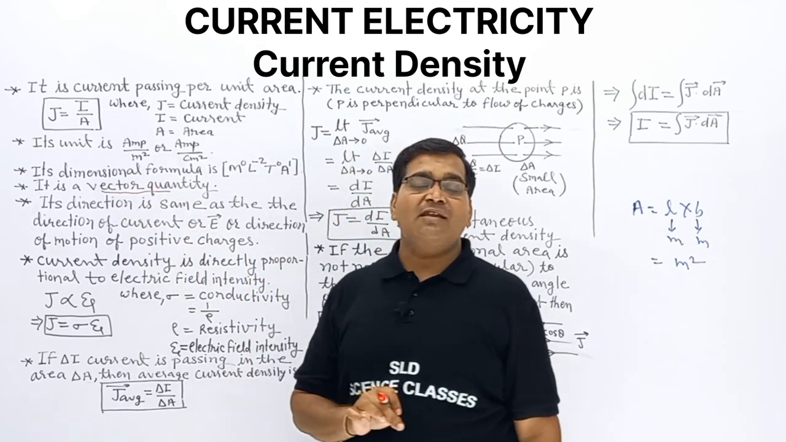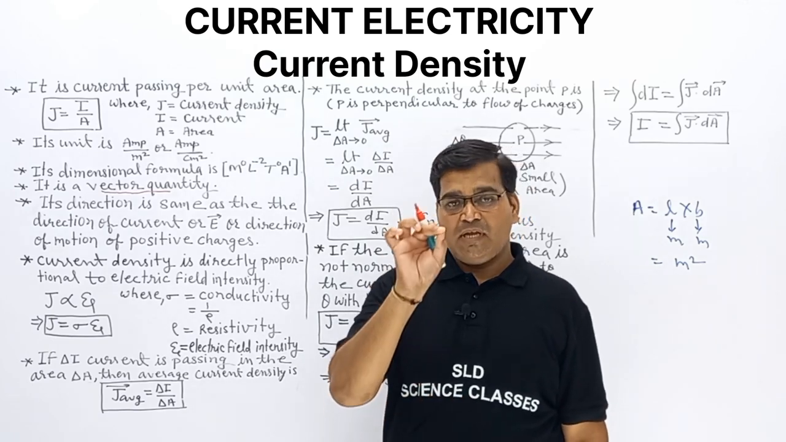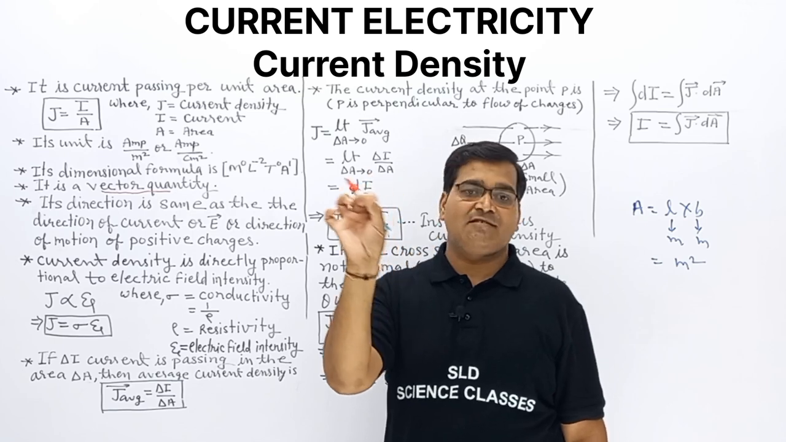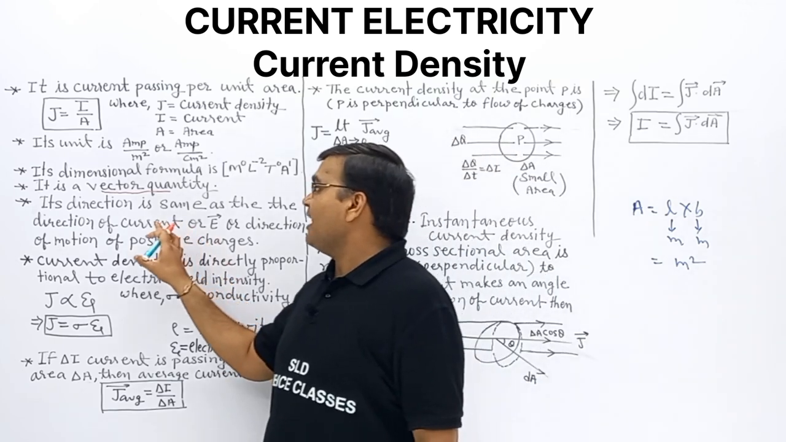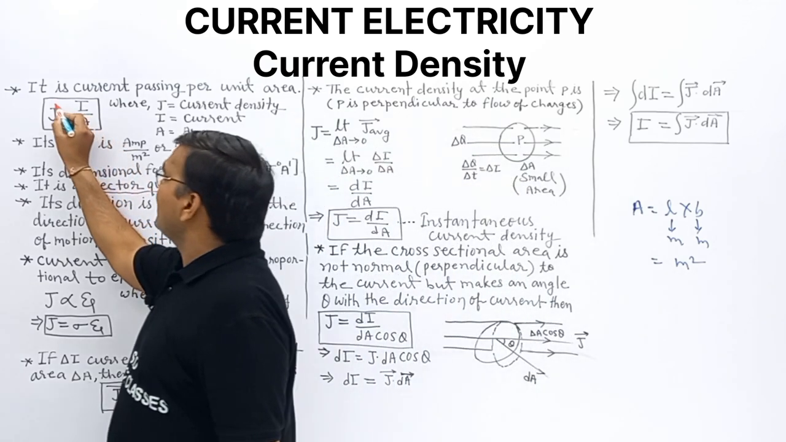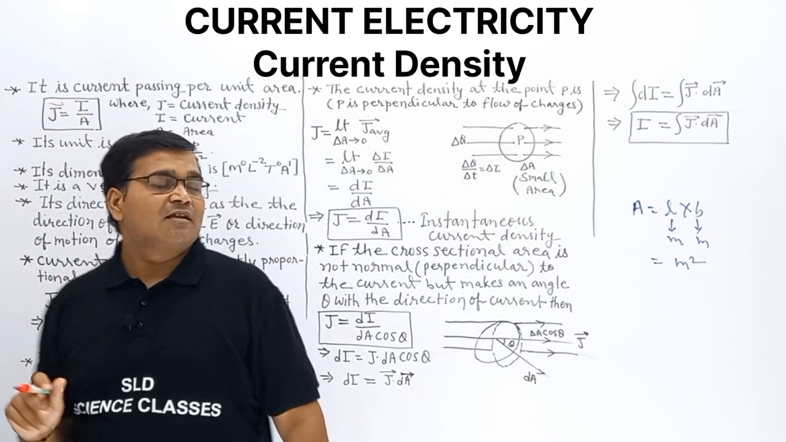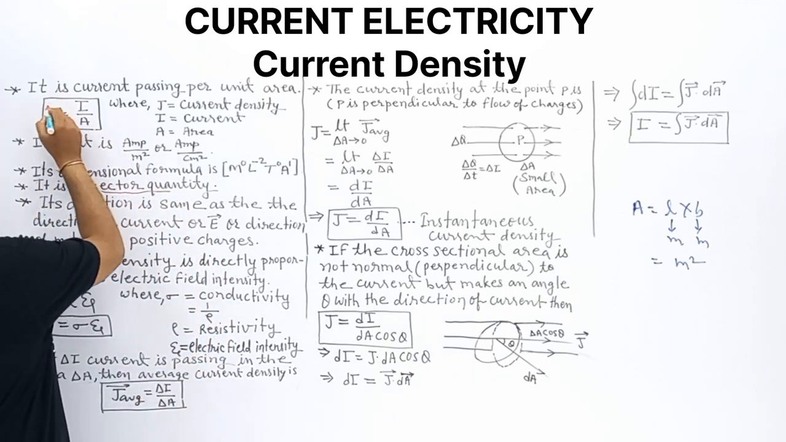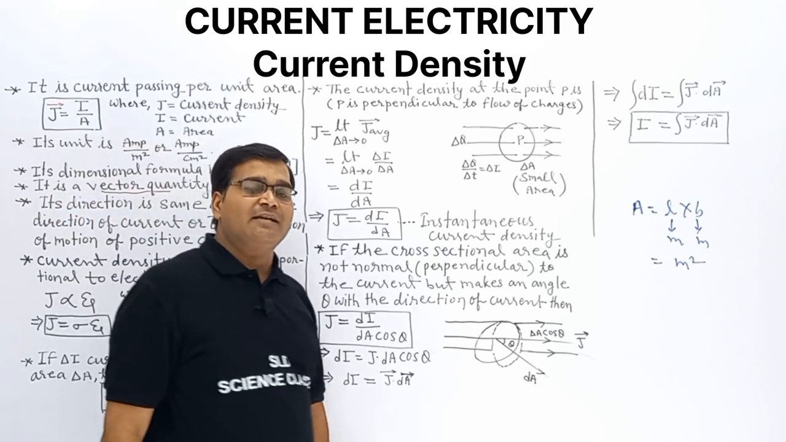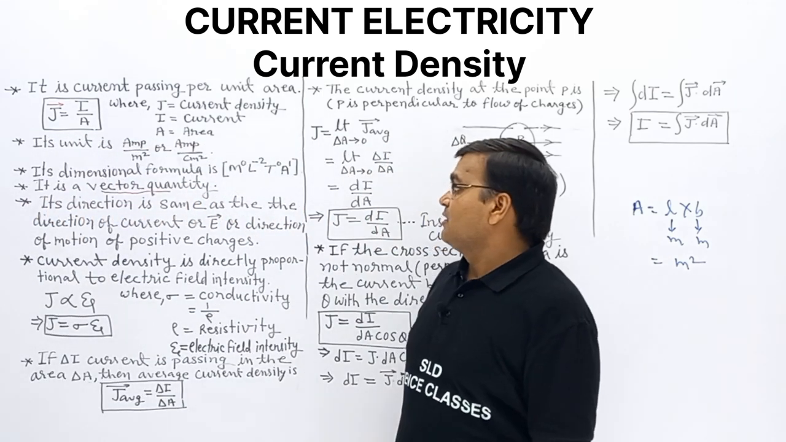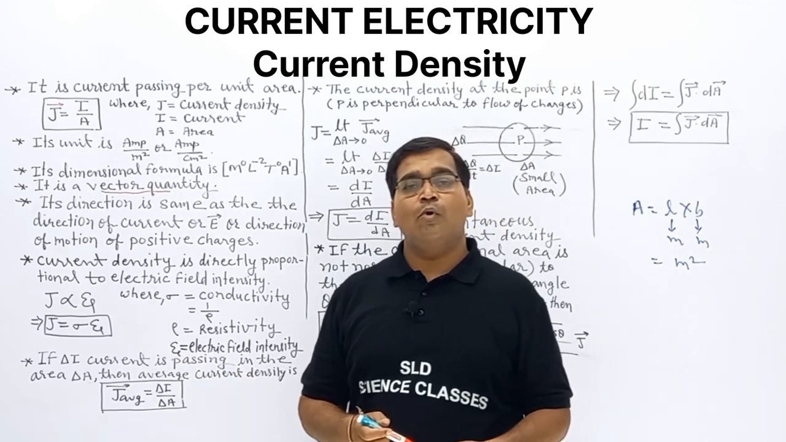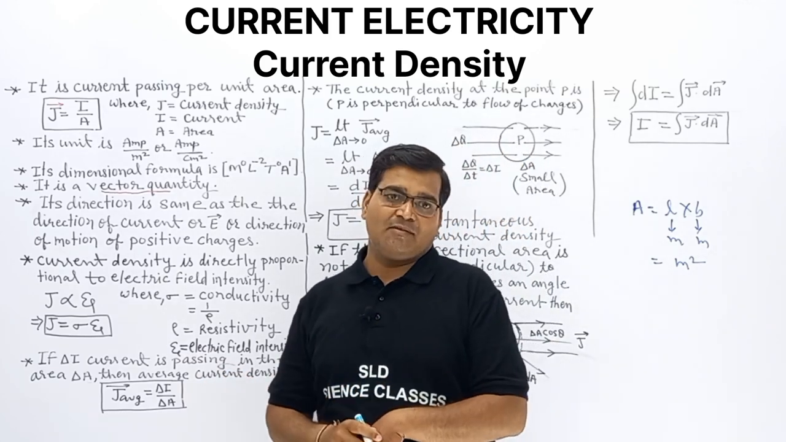It is a vector quantity. How will we represent a vector quantity? We put arrow marks. So for current density, we can put an arrow mark on J like this. It is a vector quantity, so we can put an arrow. This arrow shows that current density is a vector quantity. Clear?